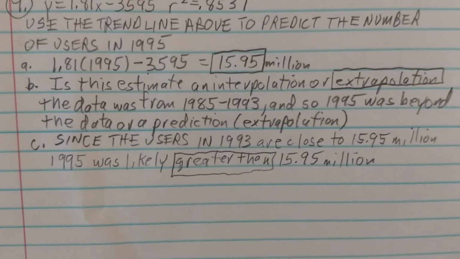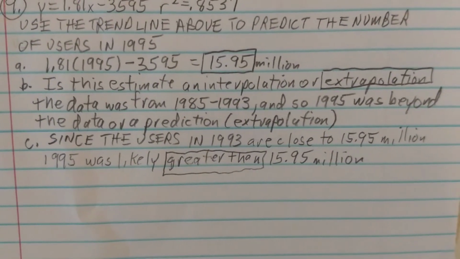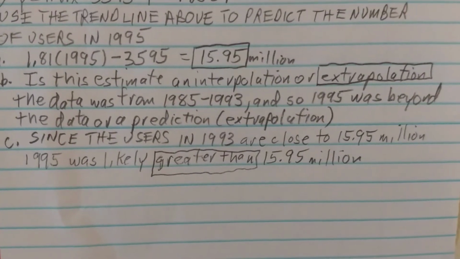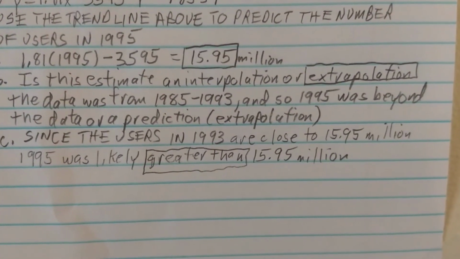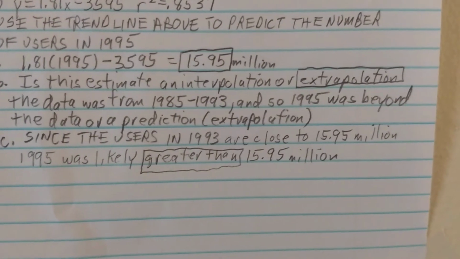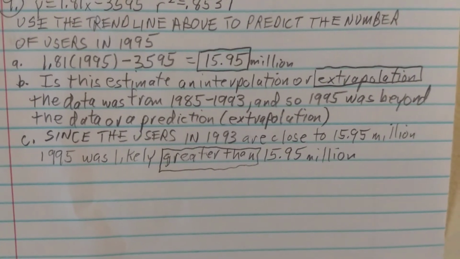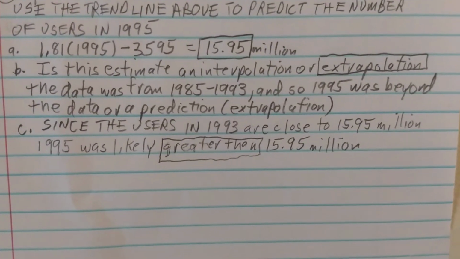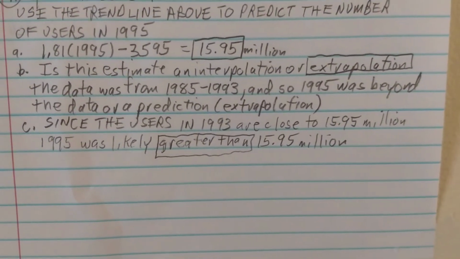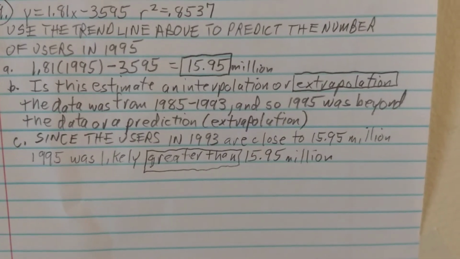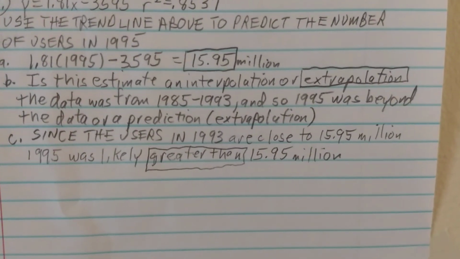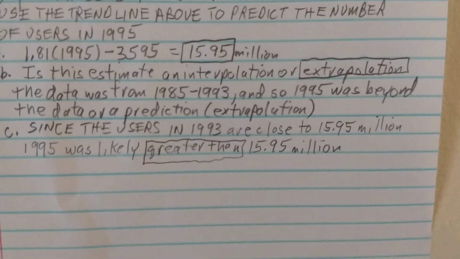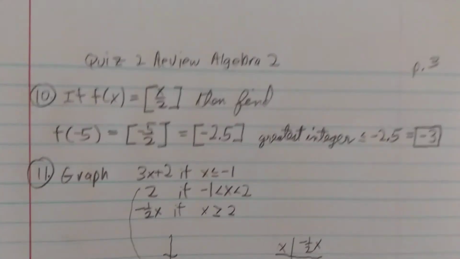And then part B, is this estimate an interpolation or extrapolation? Well, the data given was from 1985 to 1993, and so 1995 was beyond the data, or a prediction, which makes it an extrapolation. And since the users, part C, in 1993 are close to 15.95 million, and it was trending upward, 1995 was likely greater than 15.95 million.